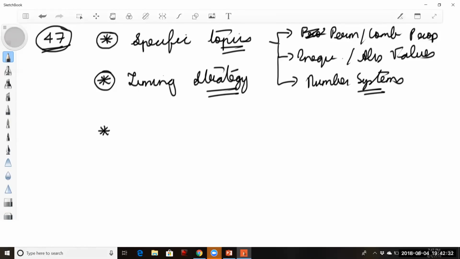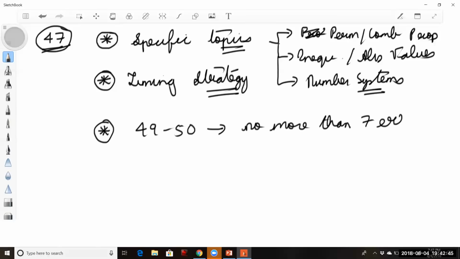And for those who are looking at a 49 or 50, on the current pattern of the test, if you require a 49 or 50, you cannot afford to make more than 7 errors on the test, right? Around 6 to 7 errors is what you can afford, but you cannot afford more than that. So when you analyze your test and you see that you made around 10 to 11 errors, ideally you'll have to reduce that to a single digit, right?